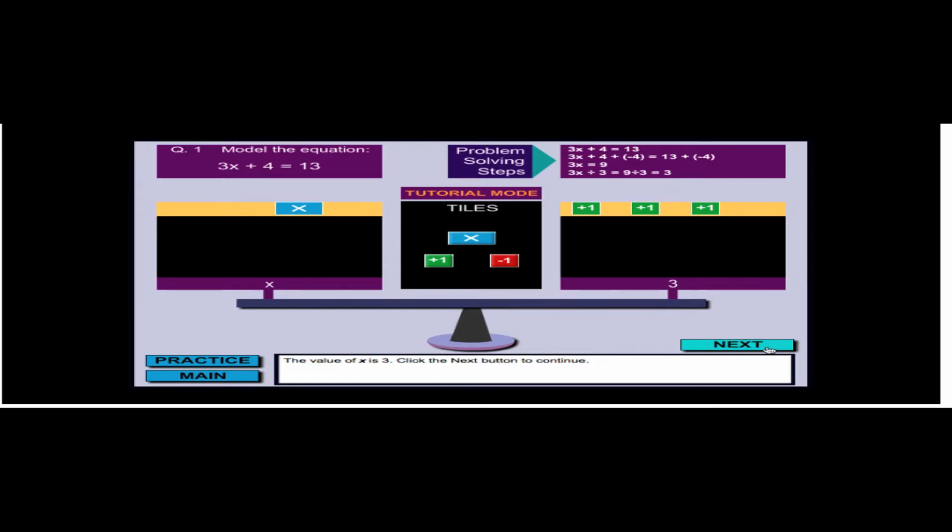So that's using a balance scale to model an equation in the form of some variable x times a coefficient 3 plus a constant is equal to, in this case, a constant. And that's modeling an equation with the scale.